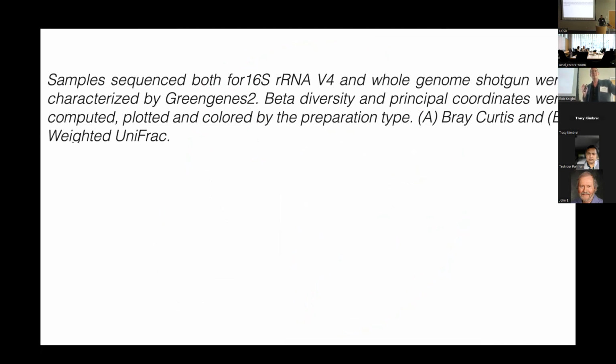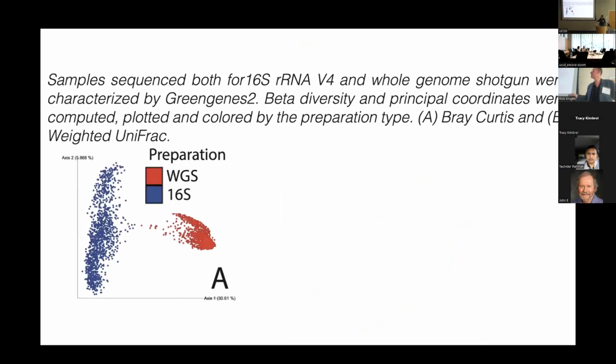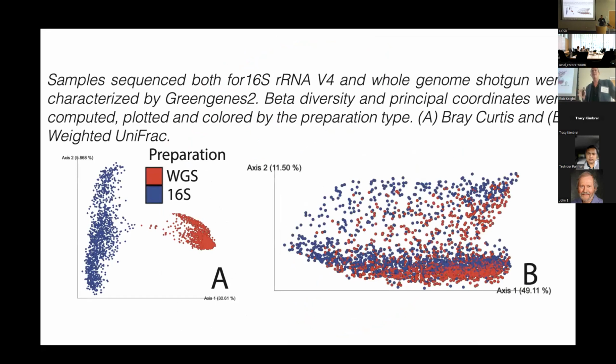So anyone who's tried to take these different technologies of metagenomic data and analyze them together has probably seen something very depressing like this, where you get perfect clustering, but it's by how you did it, not by what the biological samples are. And by putting them on the same reference database, we completely erase that, and the same sample shows up in the same place, whether you did it with whole genome shotgun sequencing or whether you did it with 16S.